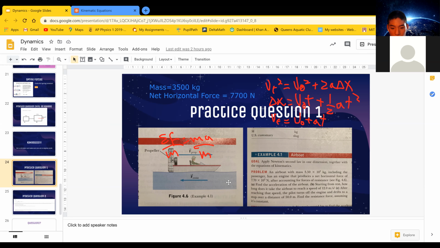Basically in this problem, this boat is accelerating. It reaches 12 meters per second, and after it reaches 12 meters per second, it turns off its engine and it just drifts. So the way I would probably solve this problem is to find out the acceleration that this resistance force creates using Newton's second law. You take the resistance force and divide it by the mass to find the acceleration.